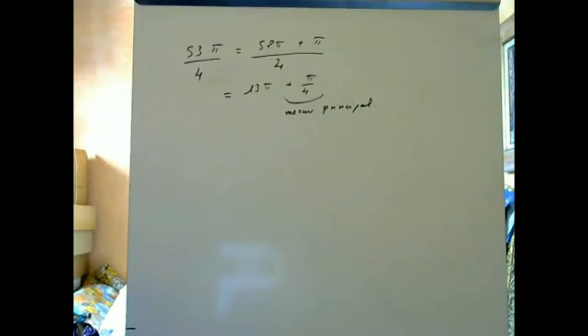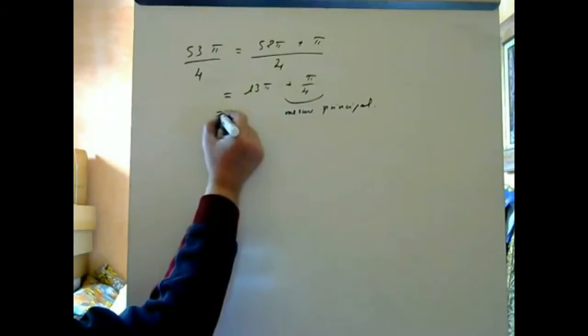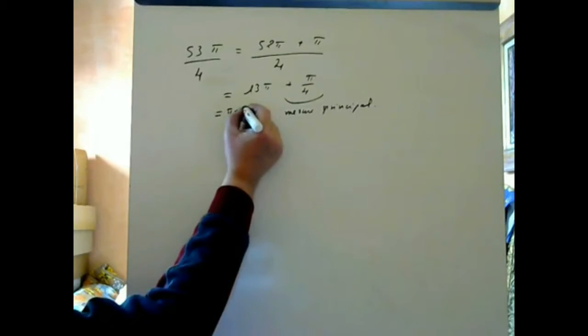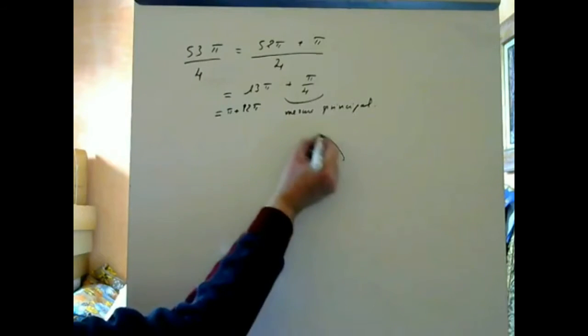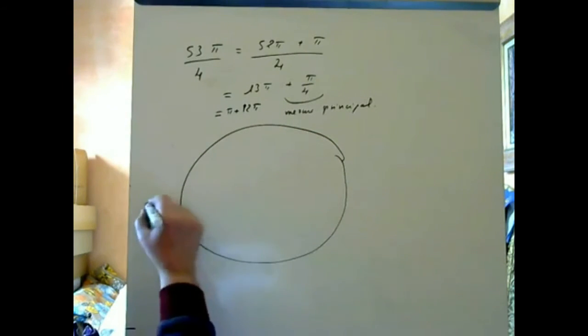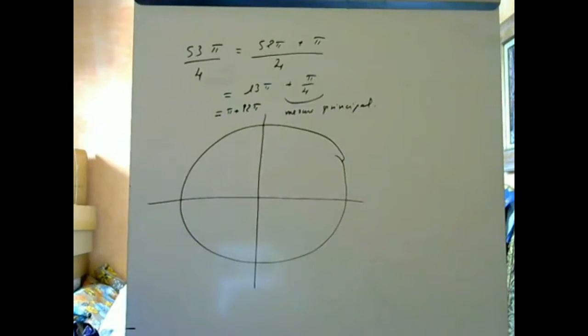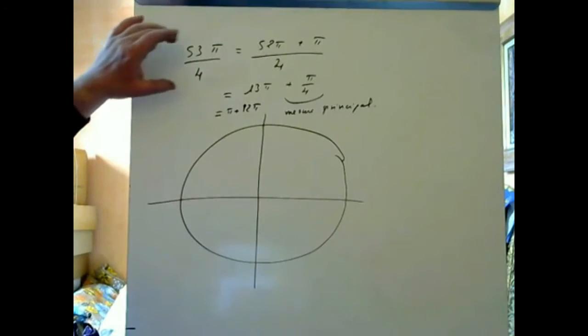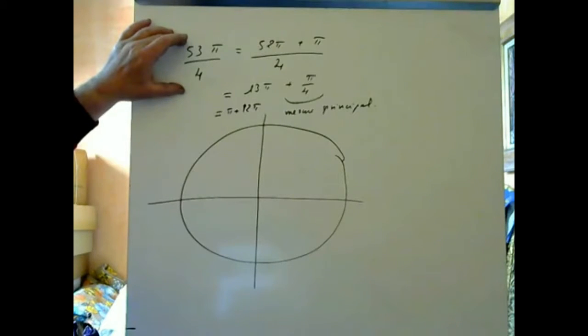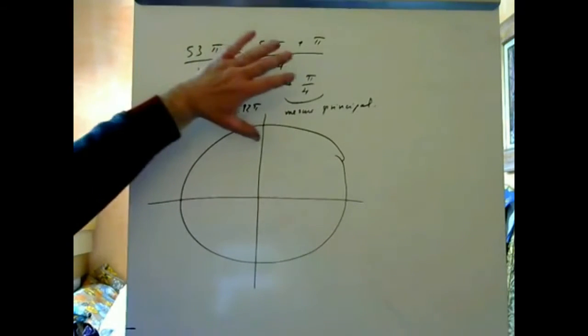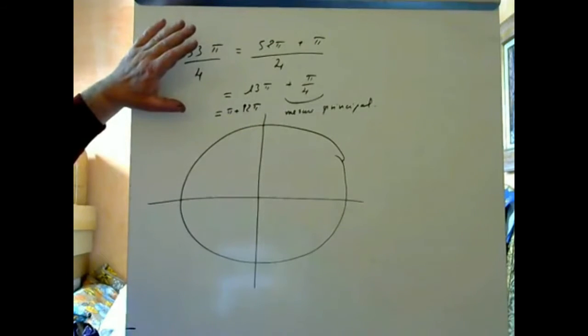So the principal measure is always a value between minus pi and pi. 13 pi is separated into pi plus 12 pi, which is 6 times 2 pi. We always simplify to whole number multiples of 2 pi. Now this simplification process is only applied for values other than the principal measure. That is, for values where the numerator is bigger than the denominator. When that's not the case, we can place the value directly on the circle.